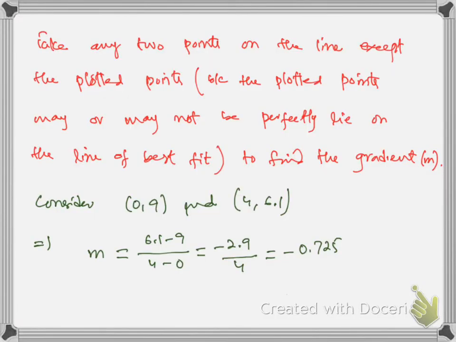Take any 2 points on the line except the plotted points, because the plotted points may or may not perfectly lie on the line of best fit, to find the gradient. So you can take any 2 points on the line to get the gradient. So I'm taking (0, 9) and (4, 6.1). So by using gradient formula, I've got minus 0.725 as gradient.